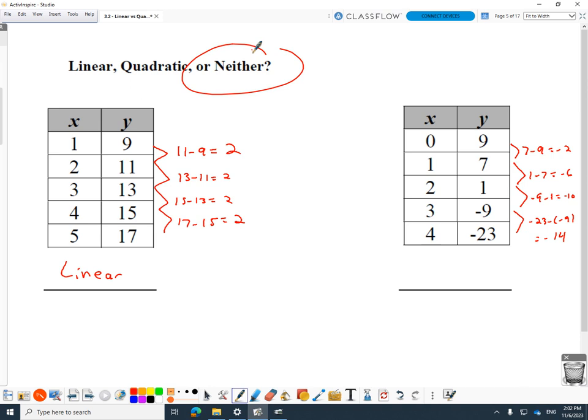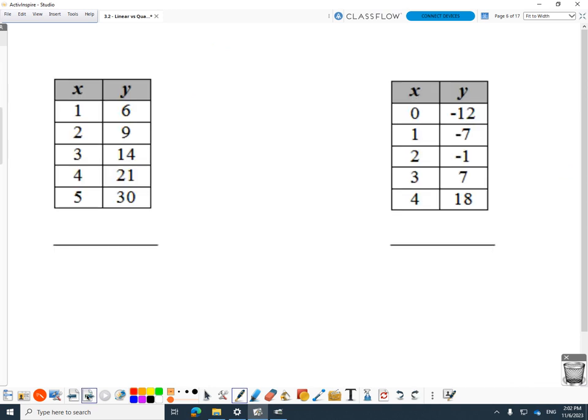All right, let's go down to the next one. How many tables are there? 6. Does this one go up by the same amount? No.